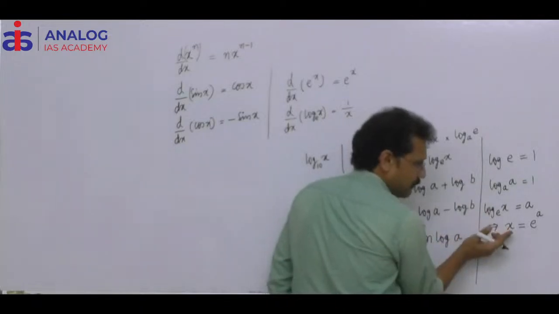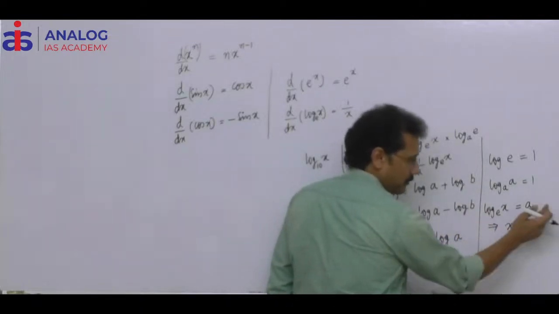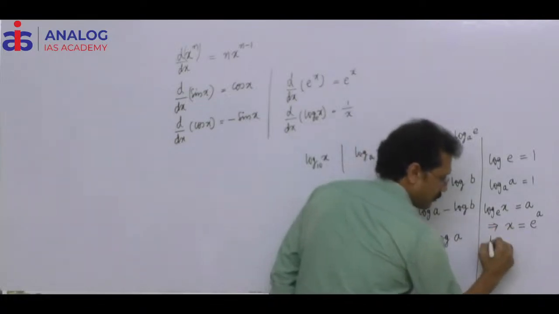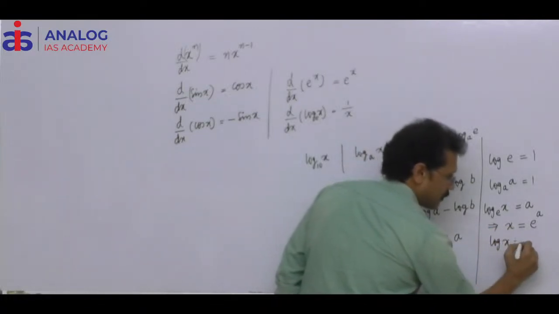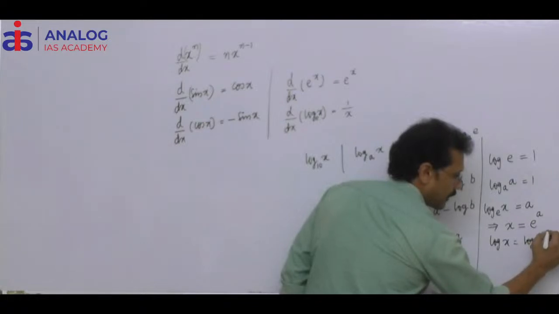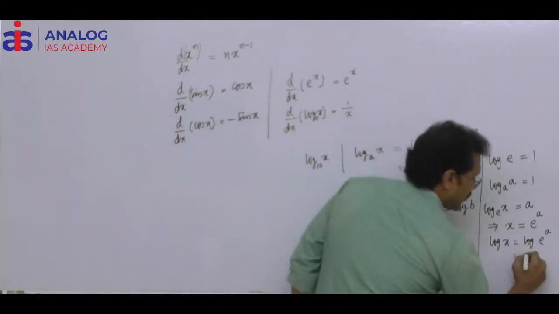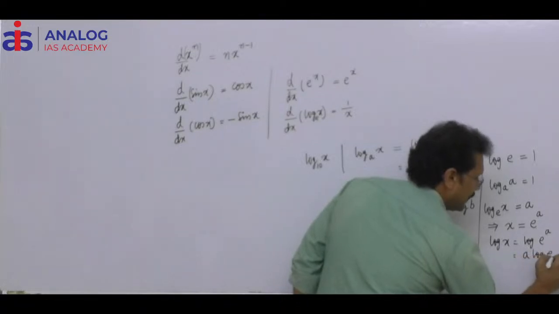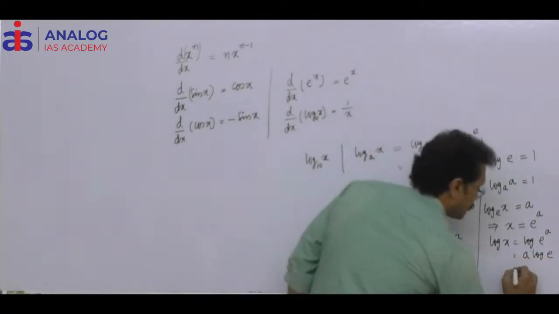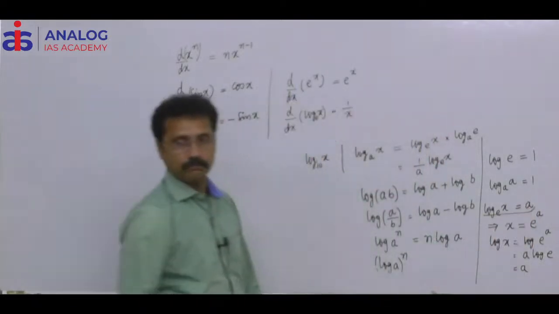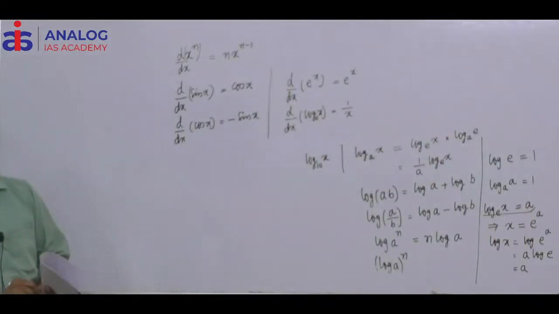In fact, you can go back also. If I apply logarithm to this equation, log x is equal to log e power a, and we have this formula. This is nothing but a log e, and log e is nothing but 1, which is equal to a. So log x equal to a. Okay? Anything else in logarithms? Good enough? Fine.